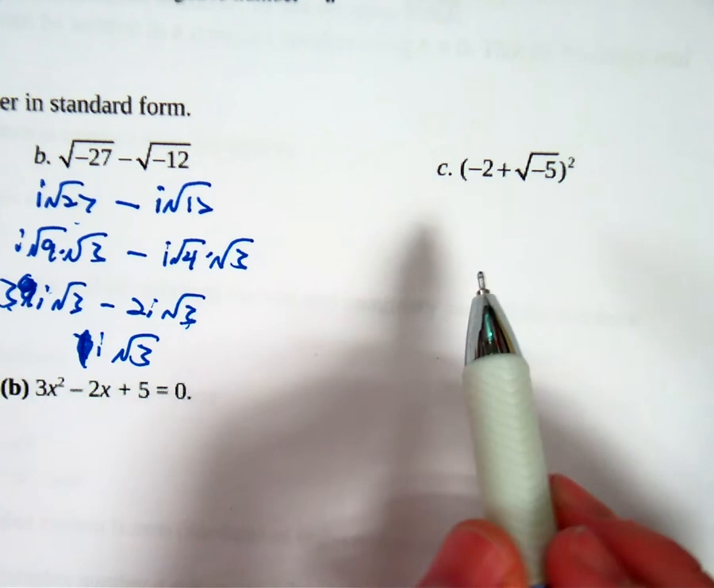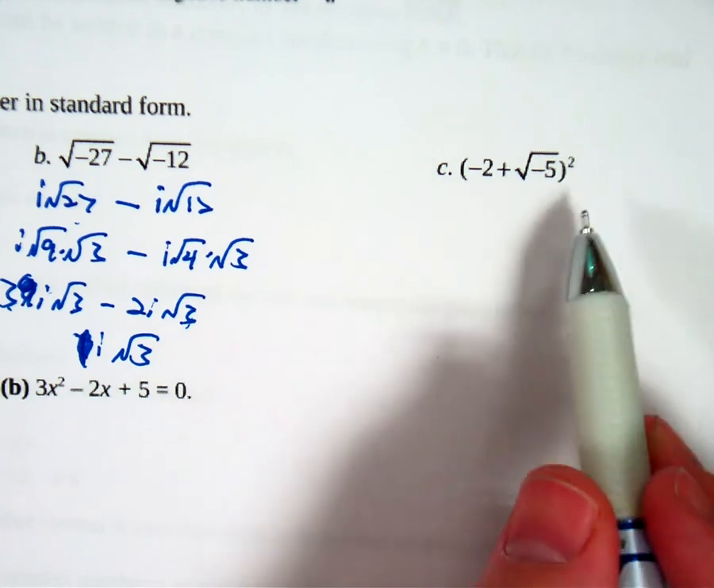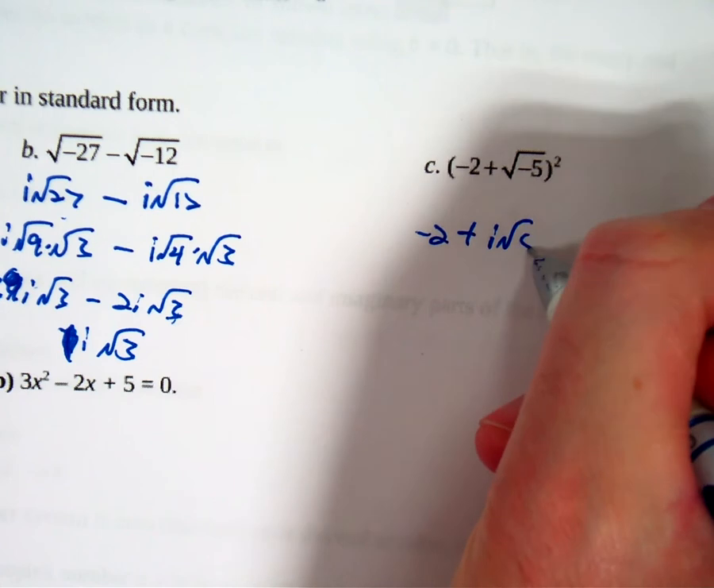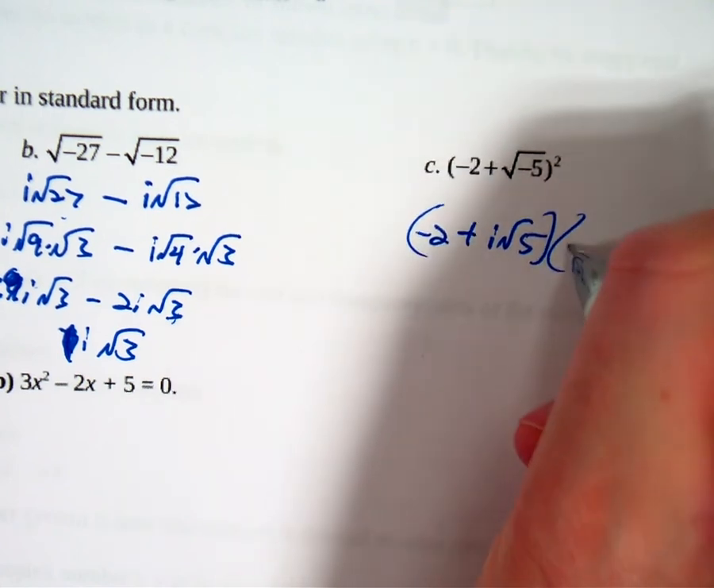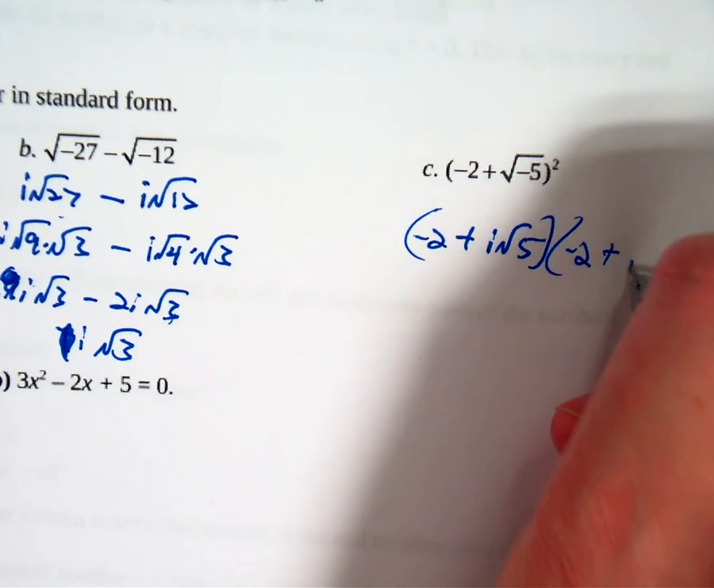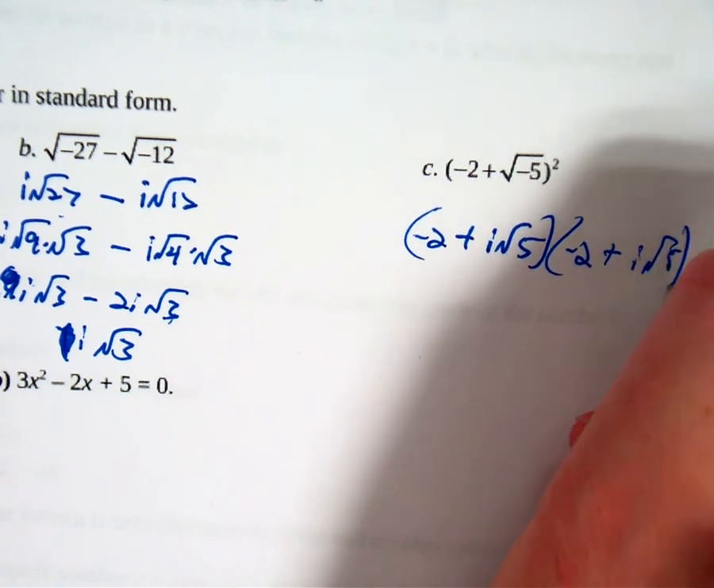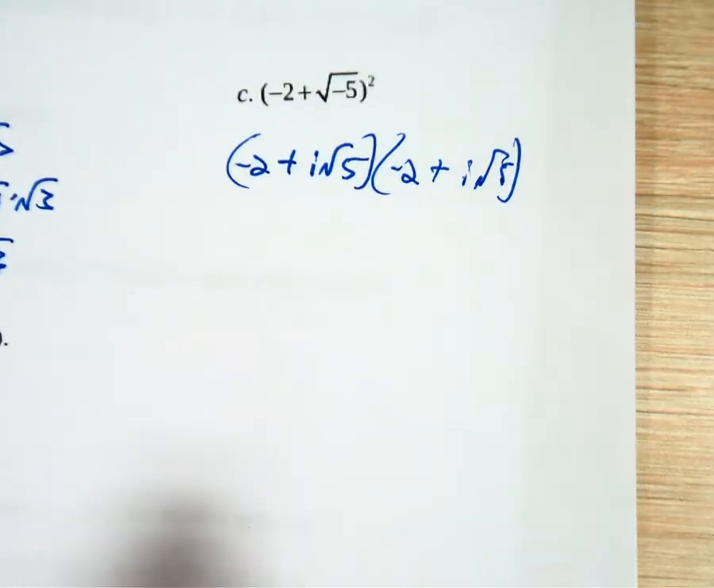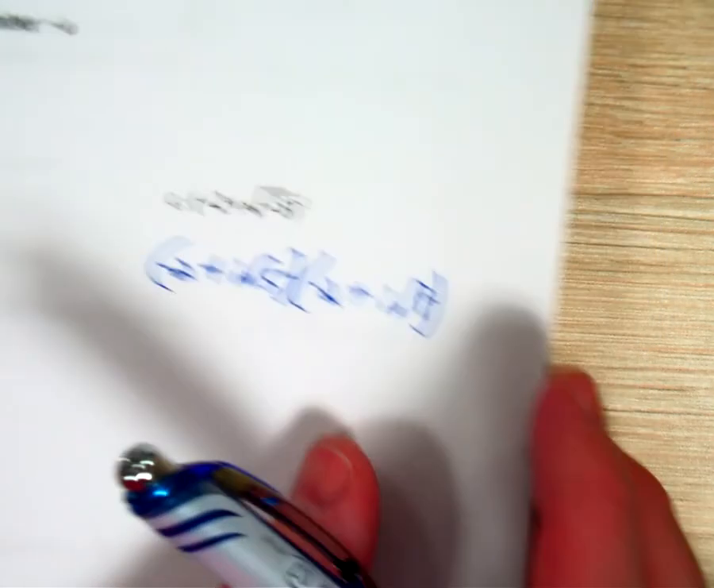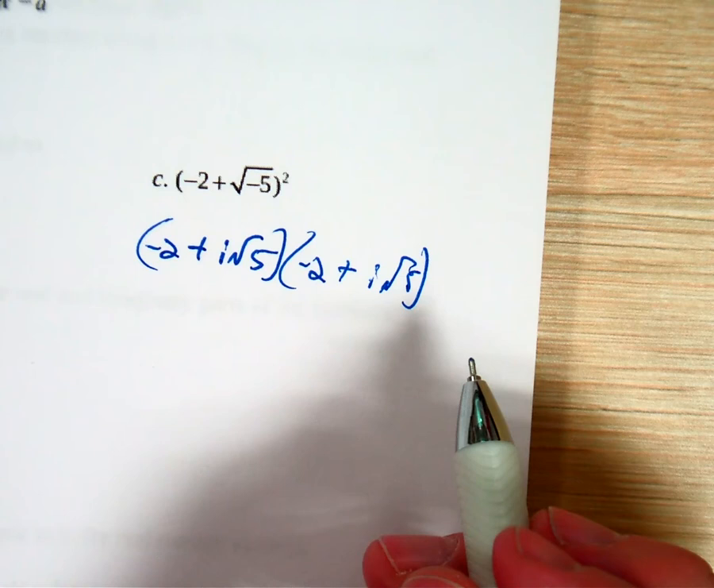Alright, negative 2 plus the square root of negative 5 squared. So we got negative 2 plus i radical 5 squared. So times itself. If you don't want to do the squaring thing, you can just write it down twice and FOIL it out. I find that's actually the safest thing to do with many of these problems, because kids think they get the shortcut down and then they mess it up.